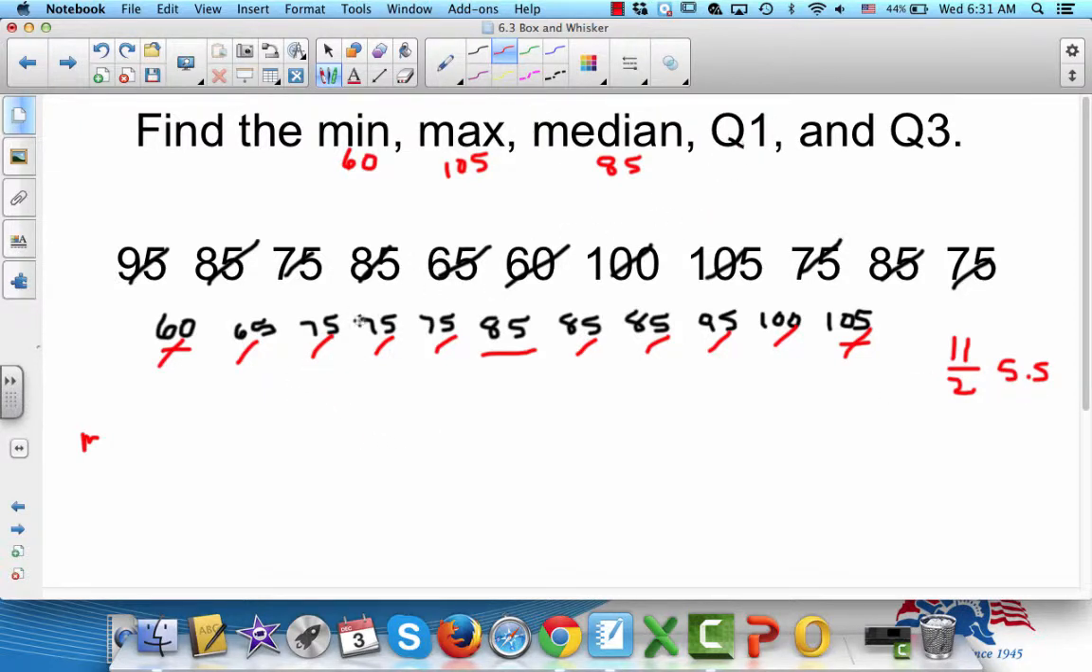All right, quartile number 1. So if this is the quartile number 2, then this is the lower half of the data right here. So let's change the color again. Mark off the 60 and the 75, the 65 and the 75, and we're left with 75 as quartile number 1. And then over here we mark off the 85 and the 105, the 85 and the 100, and we're left with 95 as quartile number 3.